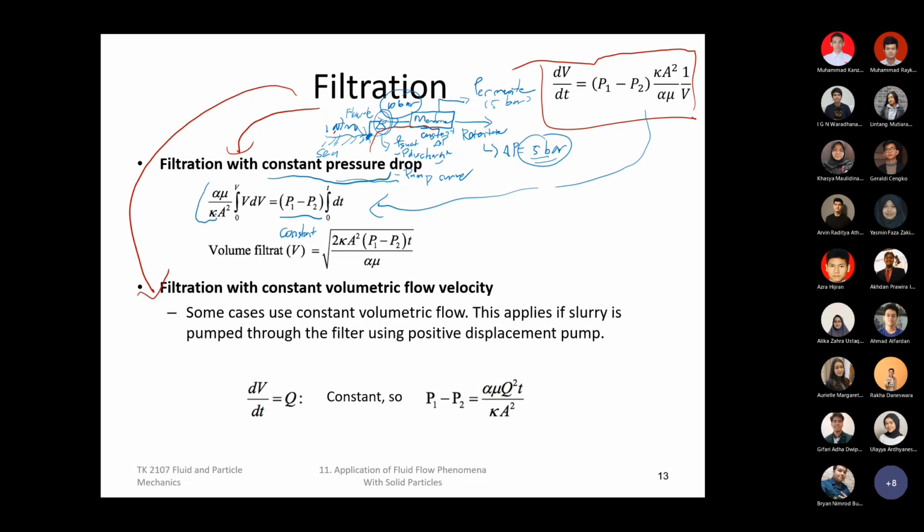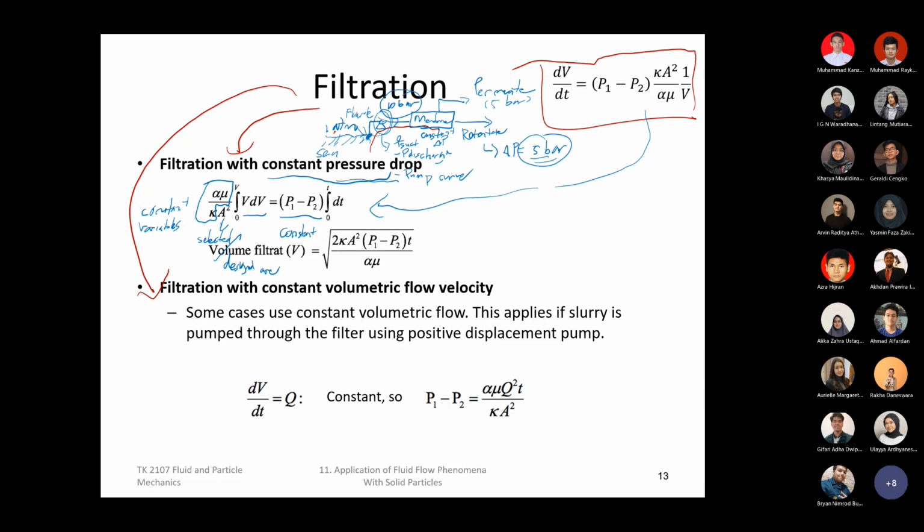All of these are constant variables. A is a selected or design area. So what you are left with is only the delta P, which is now already fixed in this kind of setting, V dV and integral dt.